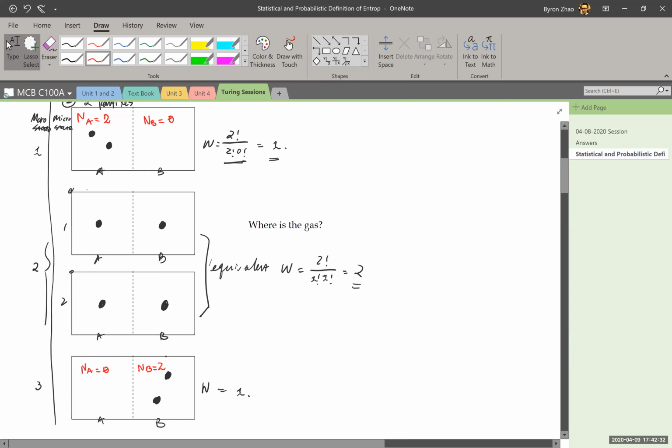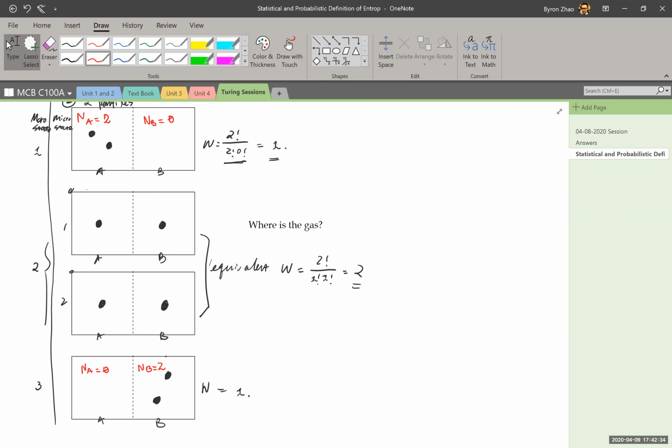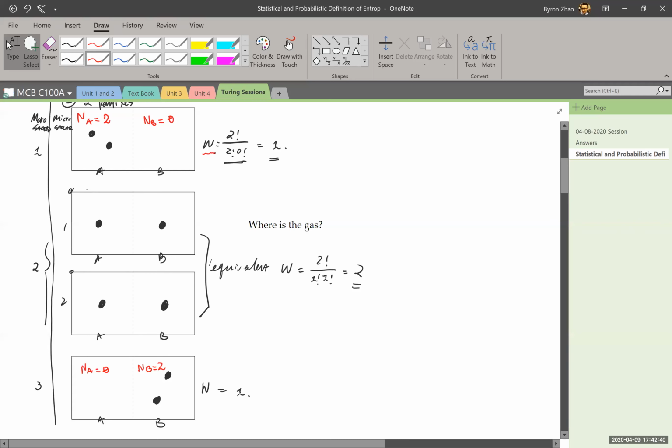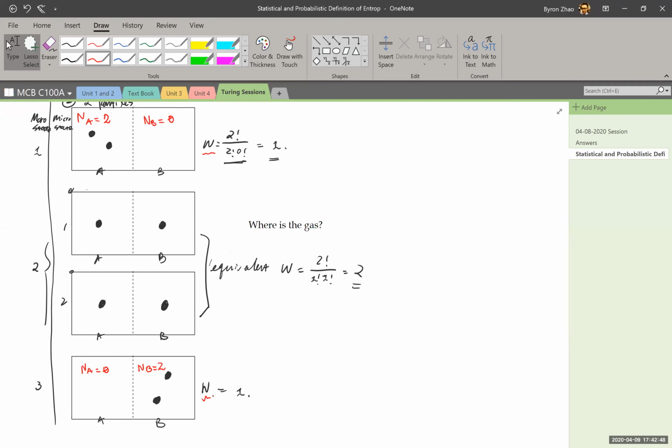And we only have one way to achieve either macro state 1 or macro state 3, because if we calculate the multiplicity of each of them, it's both equal to 1. However, if we look at macro state number 2, we can have 2 equivalent ways of achieving it.